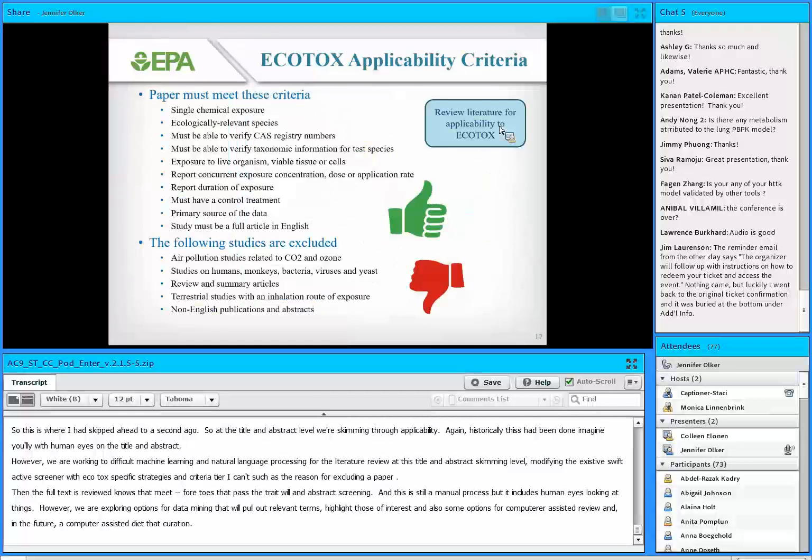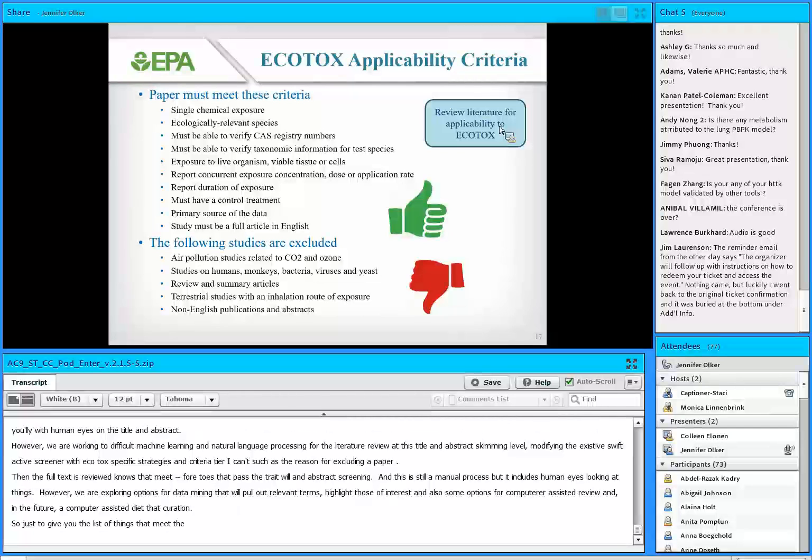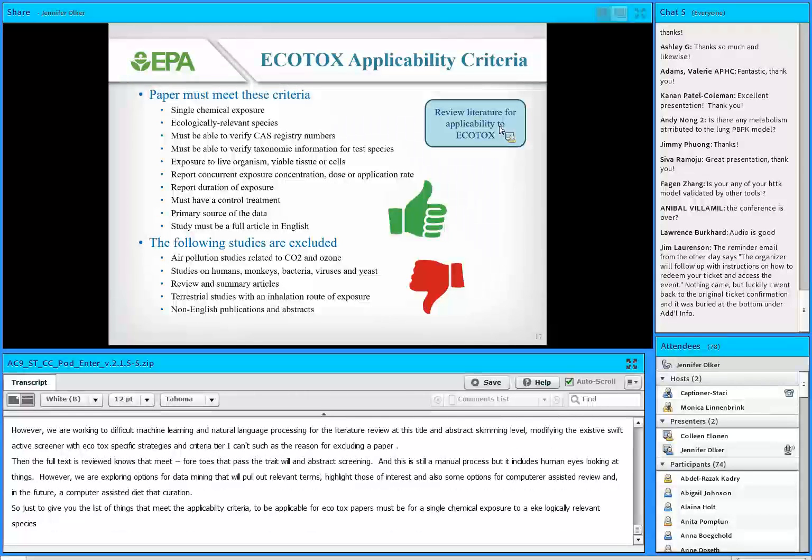So just to give you the list of things that meet the applicability criteria, to be applicable for ECOTOX, papers must be for a single chemical exposure to an ecologically relevant species. We have to be able to verify the CAS number of the chemical exposure and verify the test species. This has historically been to live organisms.